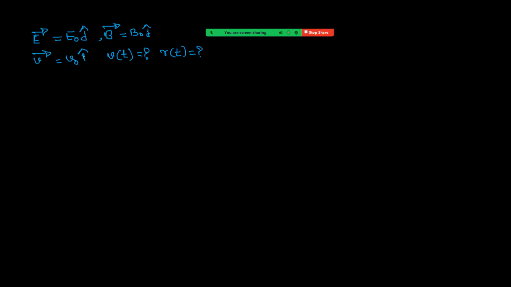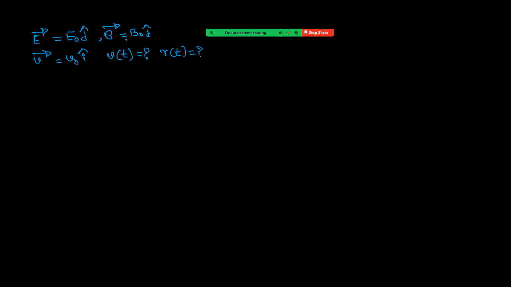Let us consider, first of all, only the effect of magnetic field. Assume there is no electric field, only magnetic field. Then see what happens. Velocity is along positive x-axis. Magnetic field is along y-axis. Means between these two vectors, the angle is 90. So when the angle is 90, it follows a circular path. It is uniform circular motion.